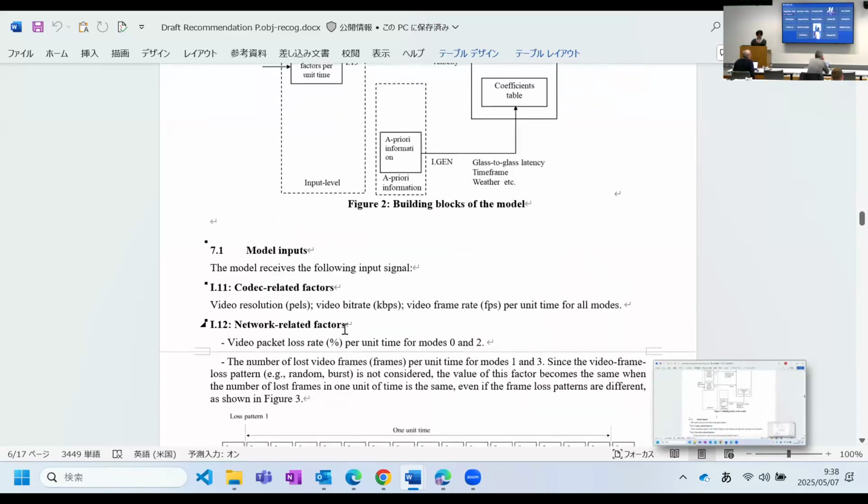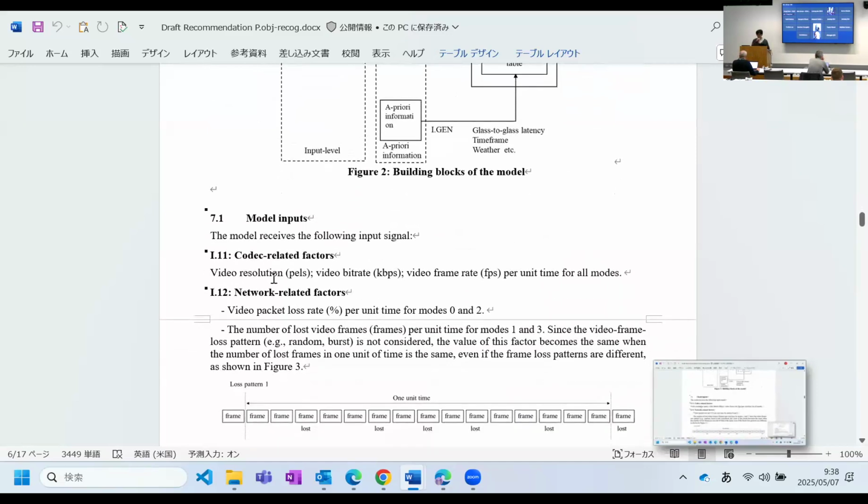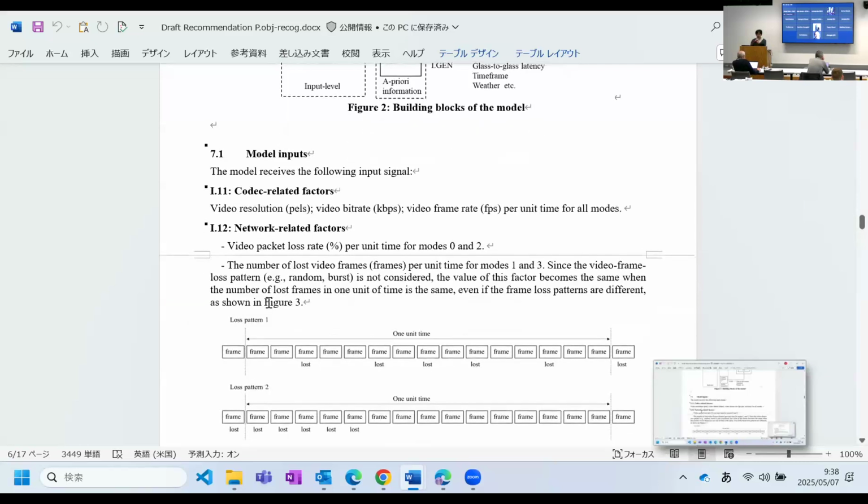This section shows the model inputs. I.11 is the codec-related factor. This includes the video resolution, video bitrate, and video frame rate per unit time for all modes. I.12 has the network-related factors. This is the video packet loss rate per unit time, which is used in modes 0 and 2, and the number of lost frames per unit time, which is used in modes 1 and 3.